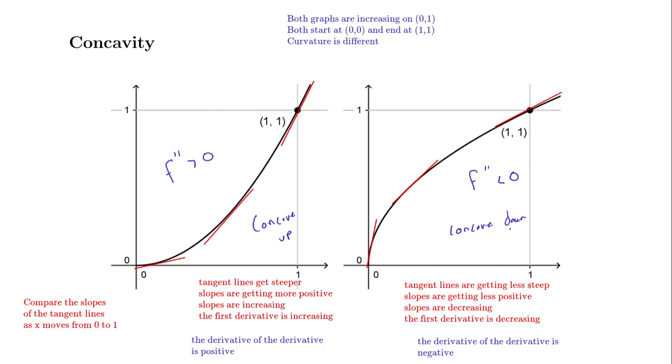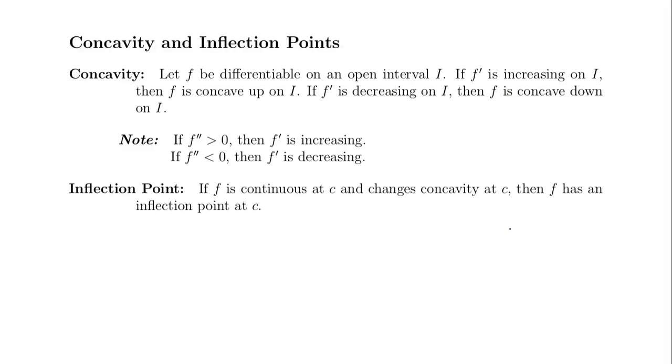So this is the idea of concavity or curvature. Our second derivative is going to help us out with this. So here's our definition of concavity. As long as f is differentiable on an open interval I, then if f prime is increasing, then f is concave up. And if f prime is decreasing, then f is concave down.